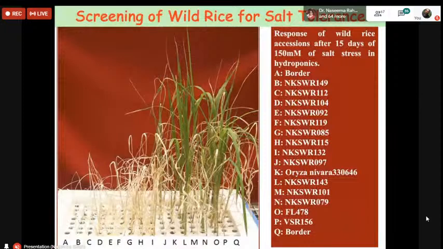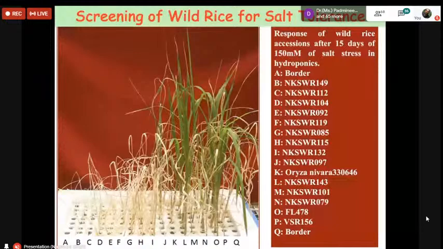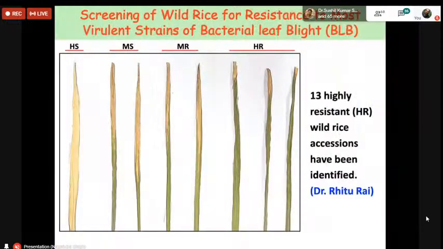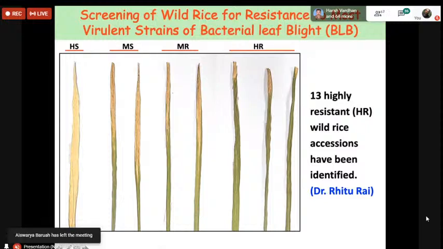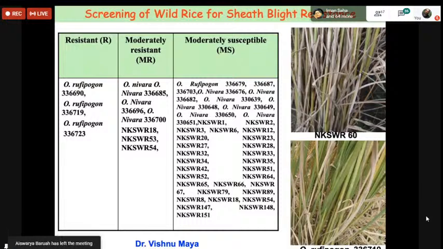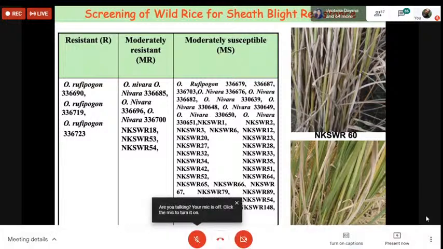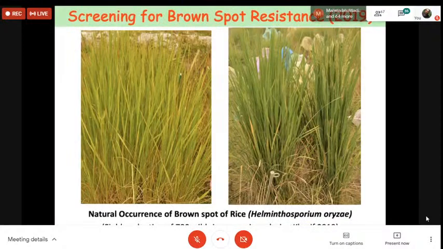Then we identified two lines which are more tolerant to salinity than Pokkali. Pokkali has a score of 3, but these lines have a score of 1. Then for BLB, you can see we found several lines. There are 13 lines that were highly resistant, they are immune. Now the genetics has to be worked out. Similarly for sheath blight, we have found lines, and one of the scientists, Deepak Bisht, has already made the population and is mapping. So with backcross breeding, mapping and transfer happen at the same time.